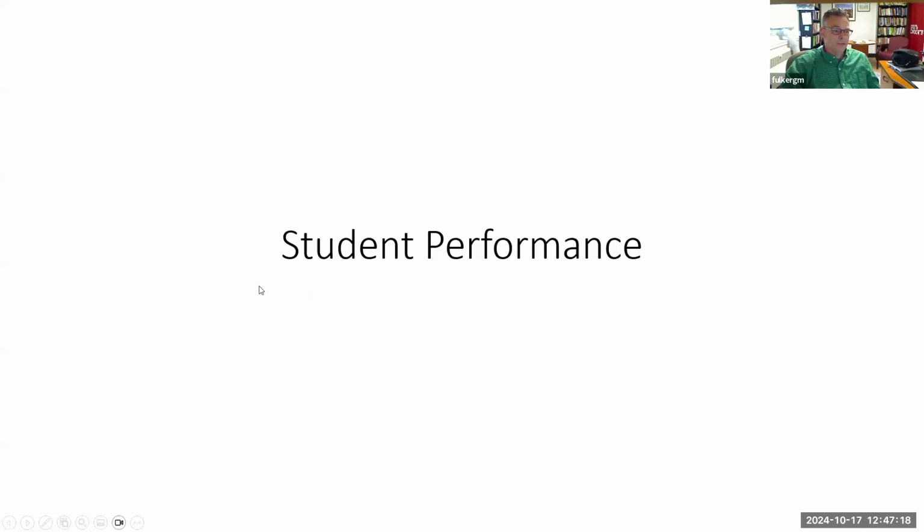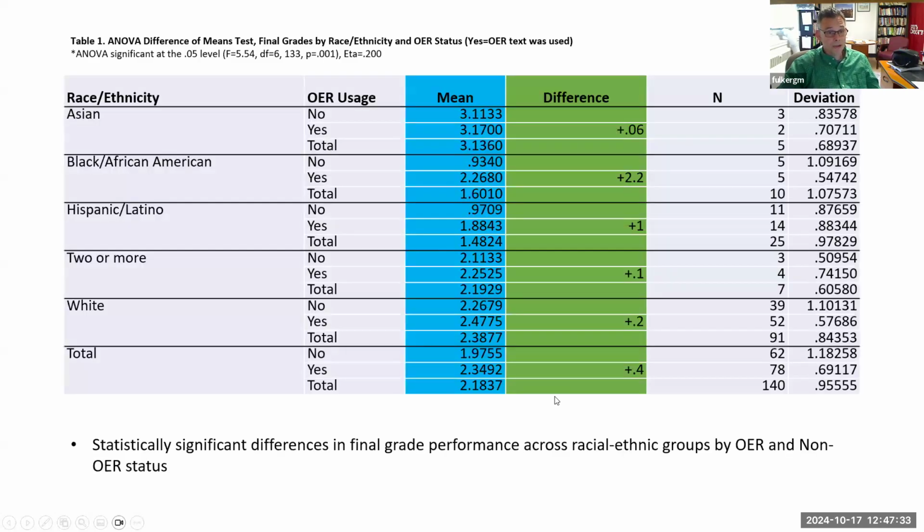So what about actual student performance? How did the students do in the courses where the OER was assigned versus the course sections where it was not assigned? So as I said, we have sort of a quasi-experimental design we were able to make some comparisons with. And this was one of the most important findings in the entire project, I would say. So this is just a simple analysis of variance, ANOVA. We're comparing the means by race and ethnicity.